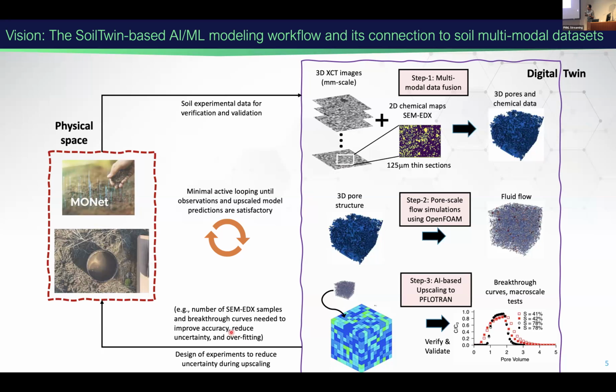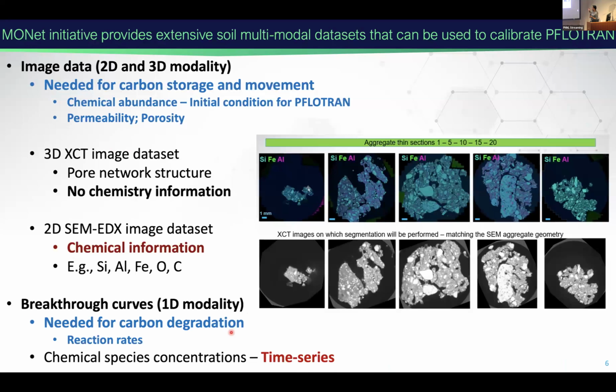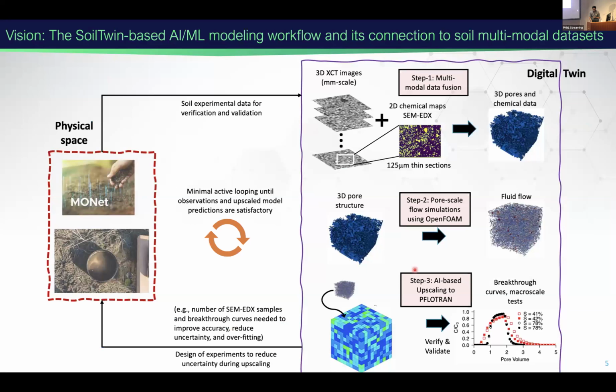Say, for example, two of the MONet cores have a similar imaging structure. What you can do is, you don't need to run multiple experiments on the same core, because you know that you're going to get the same answer. So that's the reason why a digital twin will allow you to better understand and sample where you should collect the soil core next. So we'll be concentrating on the first part, that is the multimodal data fusion, and tell you the challenges involved in this multimodal data fusion.